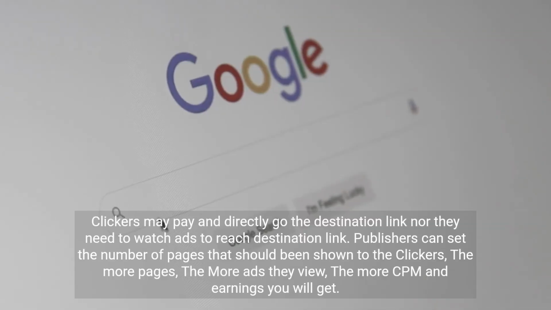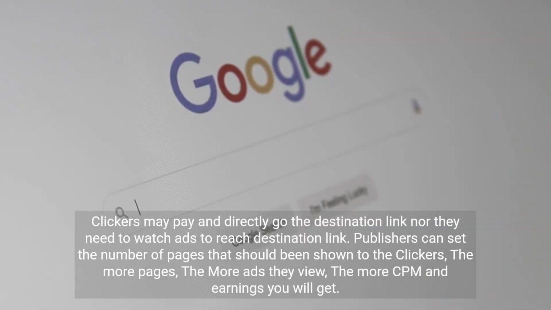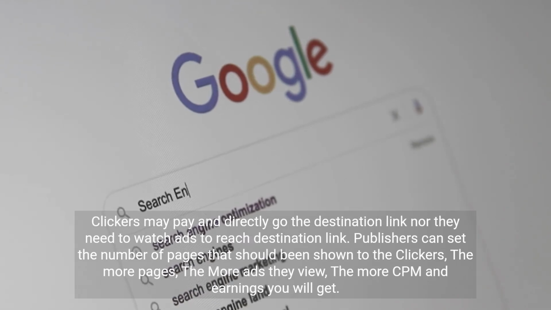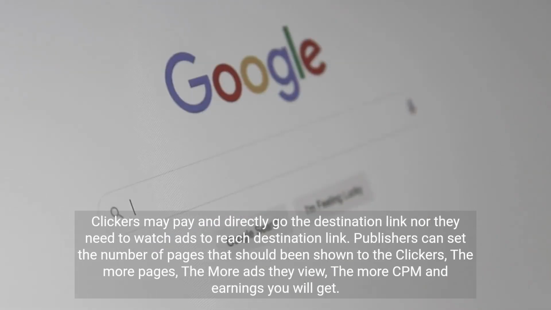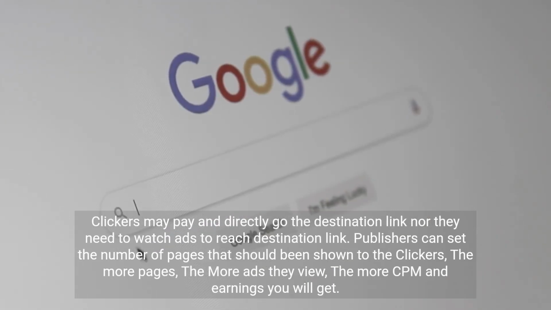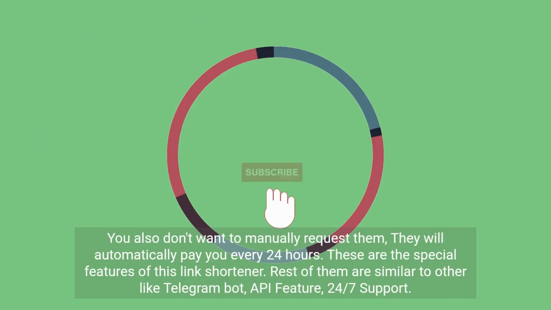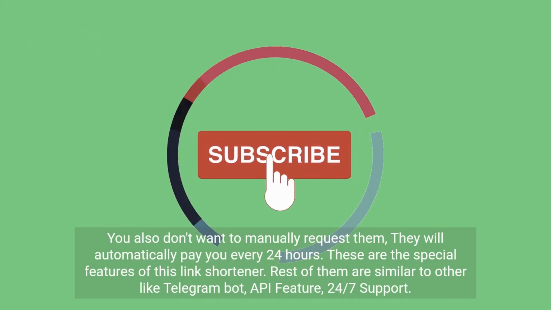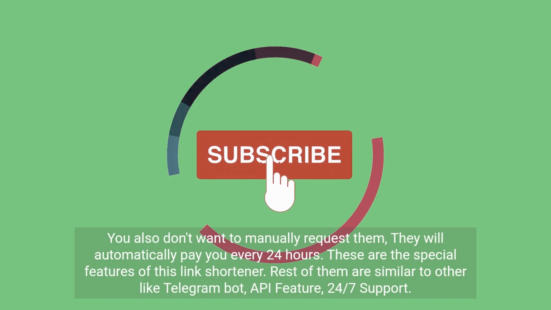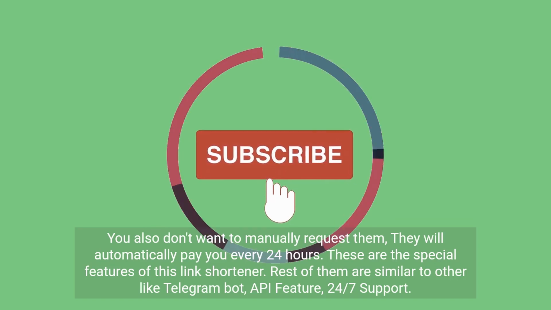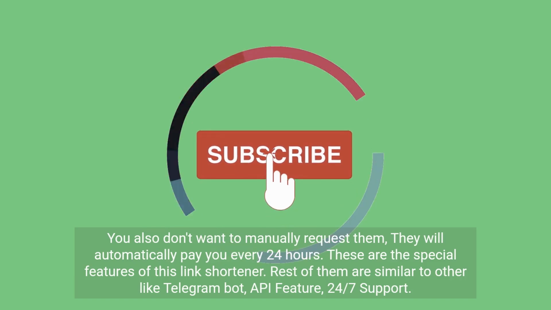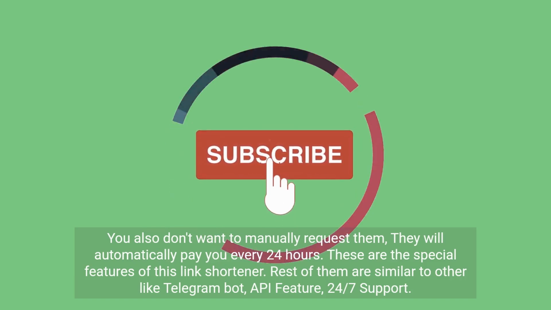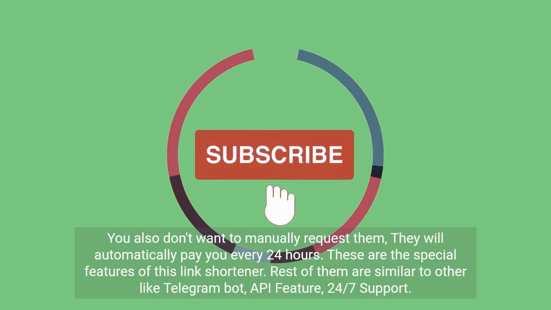Clickers may pay and directly go to the destination link, nor do they need to watch ads to reach the destination link. Publishers can set the number of pages that should be shown to the clickers. The more pages, the more ads they view, the more CPM and earnings you will get. You also don't have to manually request payment. They will automatically pay you every 24 hours. These are the special features of this link shortener. The rest are similar to others, like Telegram bot, API feature, 24/7 support.